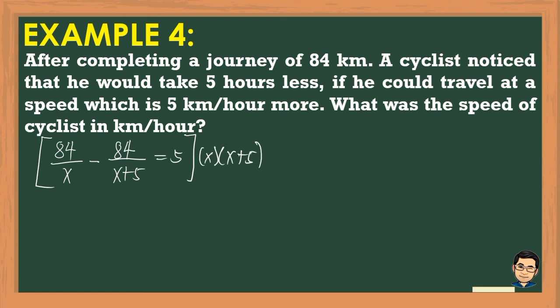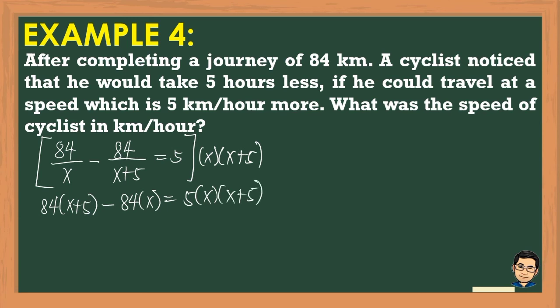So dito muna tayo sa 84 over x. So makakancel po yung x. Matitira lang is 84 times x plus 5. Minus, sa pangalawa naman, makakancel yung x plus 5. So x na lang matitira. So 84 times x equals, and then 5 multiply to x times x plus 5.